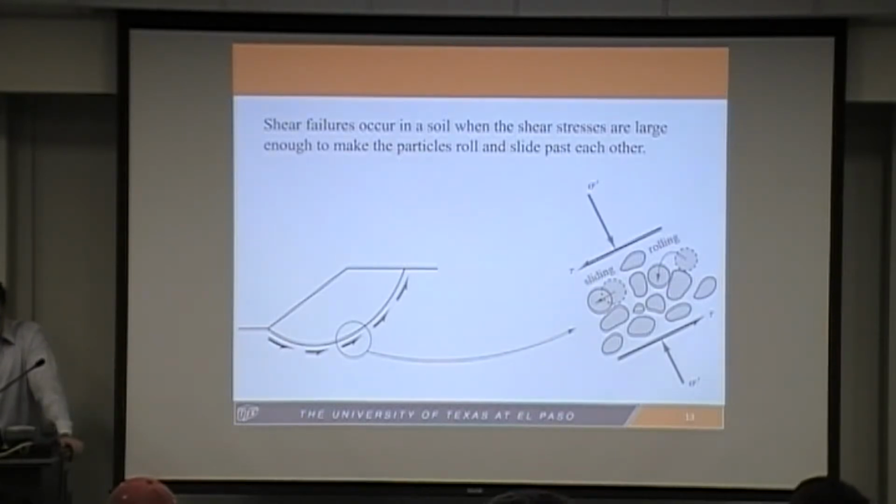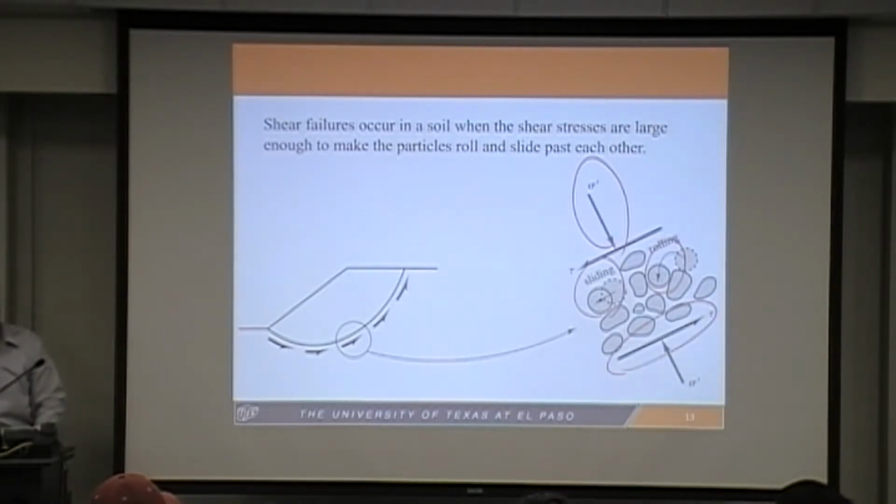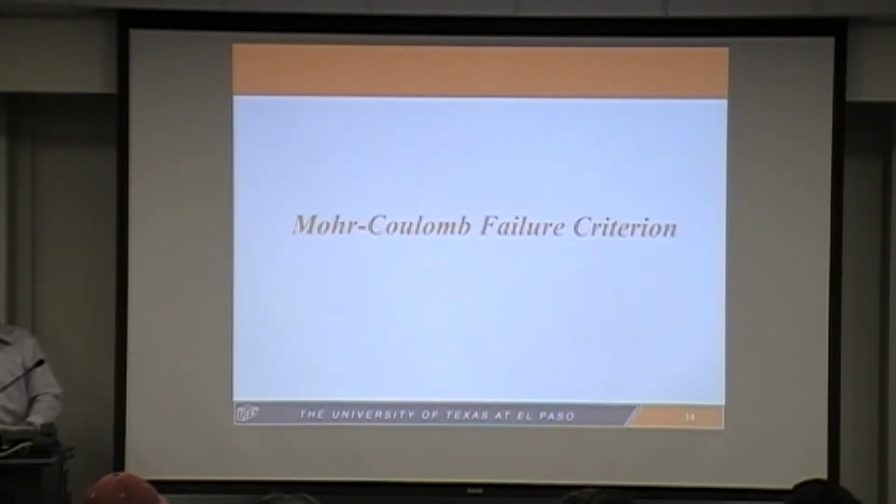So shear failure happens when the shear stresses are large enough to make the particles roll and slide past one another. Let's take a look at the right-hand side of this plot. Notice that this rolling and sliding that we see here is a function of both normal stresses and the shear stresses that we have. If you have a high magnitude of the normal stresses, the interaction between the particles is going to be more, as opposed to less interaction when there is less stress at the top.